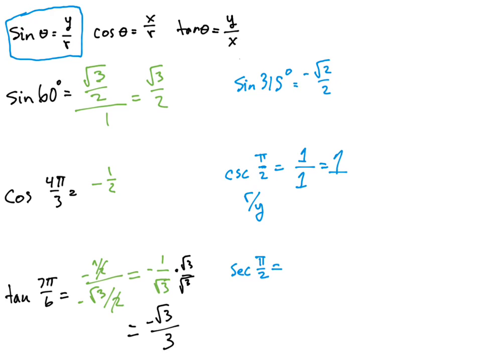Now, secant at pi over 2 is a little bit different. It's going to be r over the x-coordinate. Well, the r-coordinate is 1. The x-coordinate is 0. So what we say is that this is undefined because we cannot divide by 0.